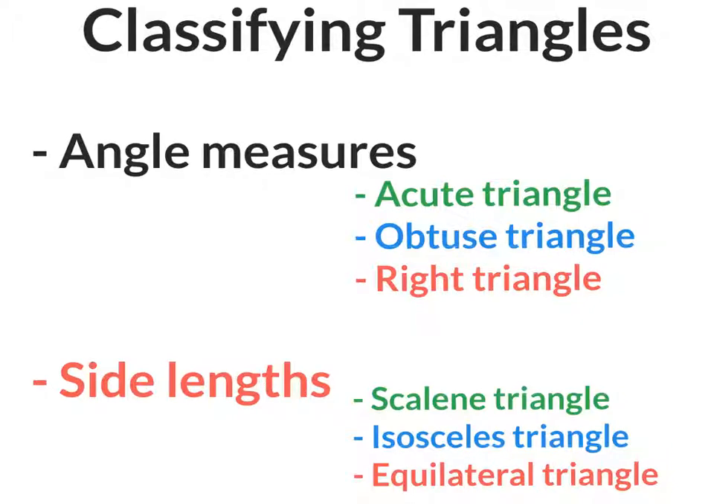So what you should realize now is that every triangle can have two names. One name based on its angle measures, and a second name based on its side lengths. When classifying or naming triangles based on their angle measure, we can have acute, obtuse, or right. When classifying or naming based on side length, we can have scalene, isosceles, or equilateral.